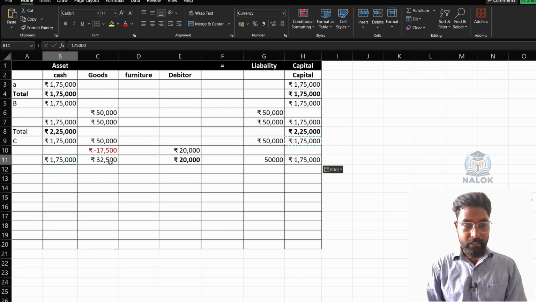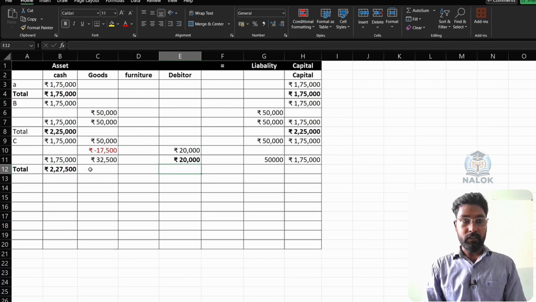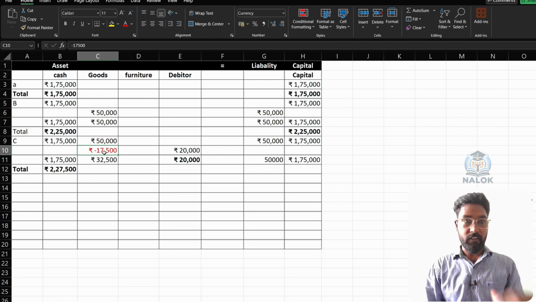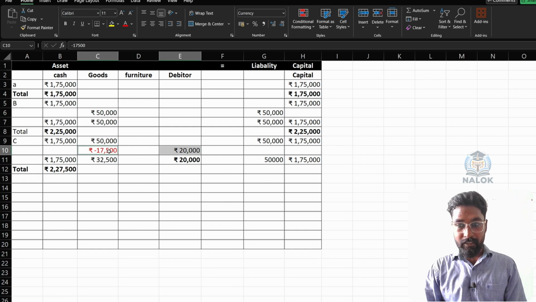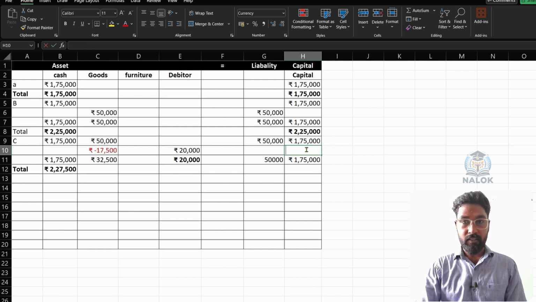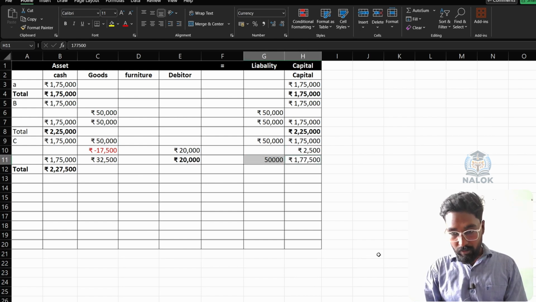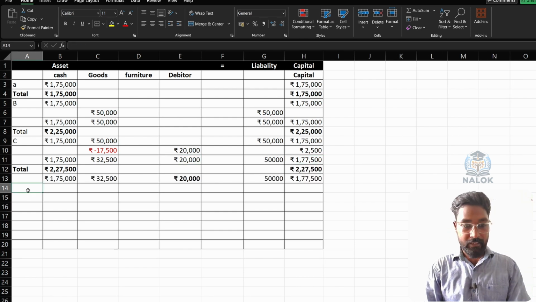Okay. Now let's calculate this, which comes around 2,25,000. Now here we have to do a simple calculation. 17,500 worth of goods have been sold, and we are yet to receive 20,000. 20,000 minus 17,500. The balance is 2,500. 2,500 is the profit. 1,75,000 plus 2,500, which comes around 1,77,500. Let's calculate this liability and capital, which also comes around 2,27,500. Now let's analyze the transaction D.